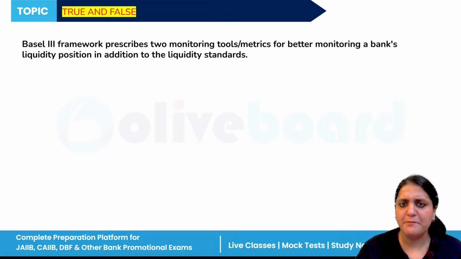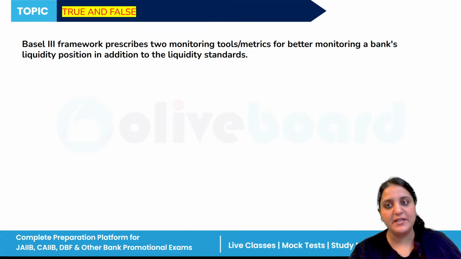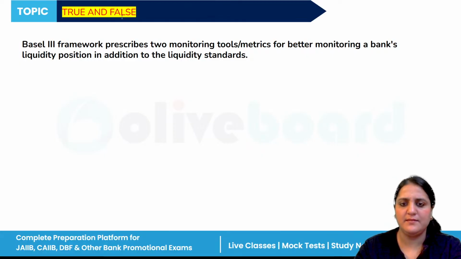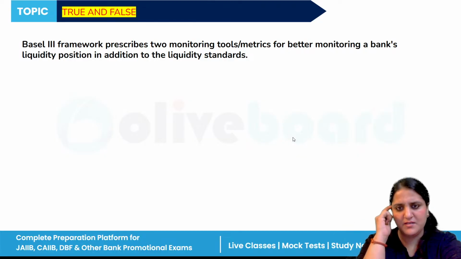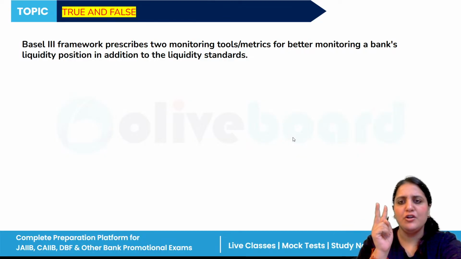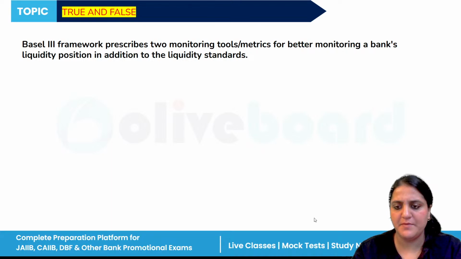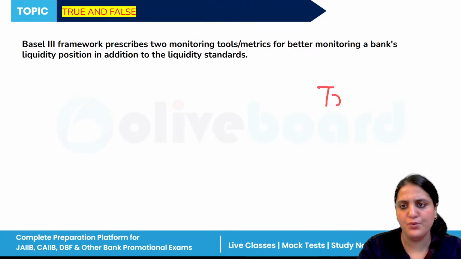Basel third framework prescribed two monitoring tools metric for better monitoring a bank's liquidity position in addition to the liquidity standards. So this statement I think false, because I'm sorry, this statement is correct because we have two tools, contractual maturity mismatch, concentration of funding. This statement is true because we have two tools.